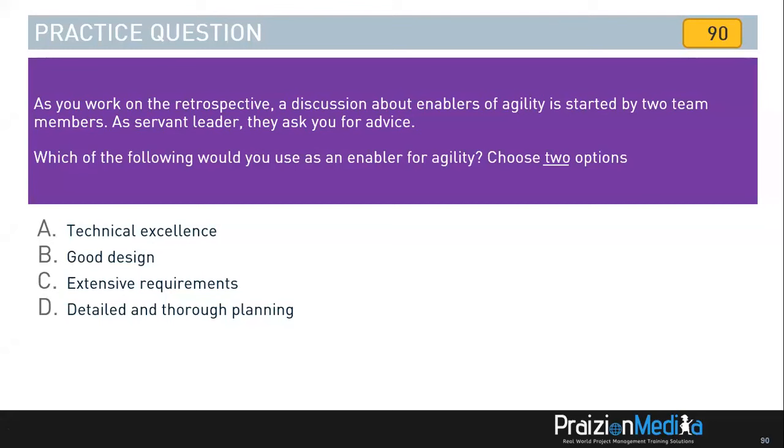The answer to this, my friends, could be gleaned from the Agile Manifesto. And one of the principles tells you that technical excellence and good design enhances agility. So the answer is A and B. You can find this on page 9 of the Agile Practice Guide.